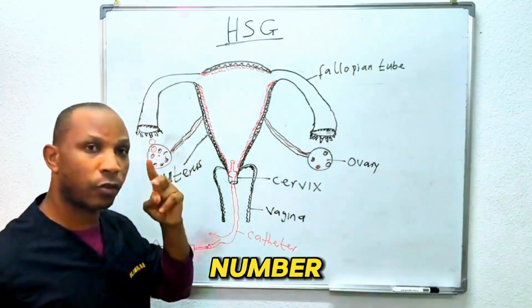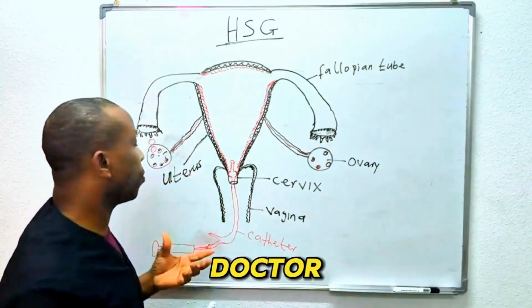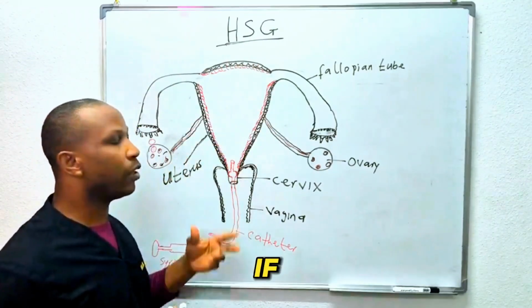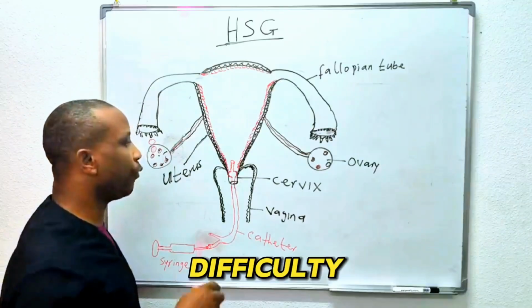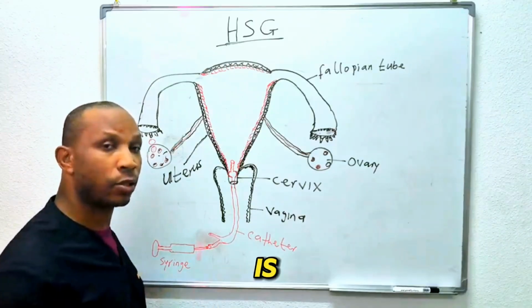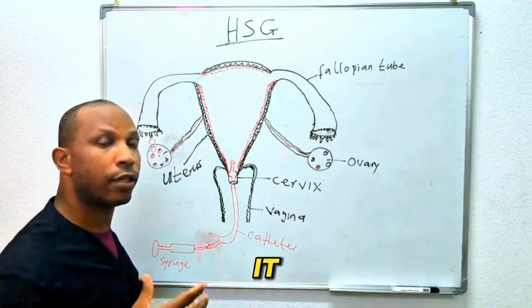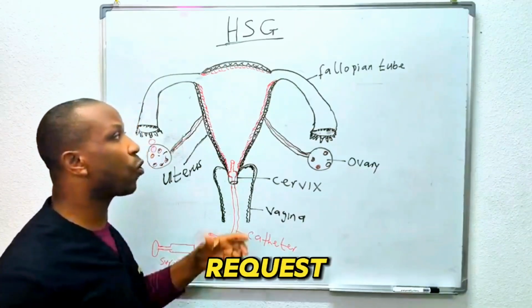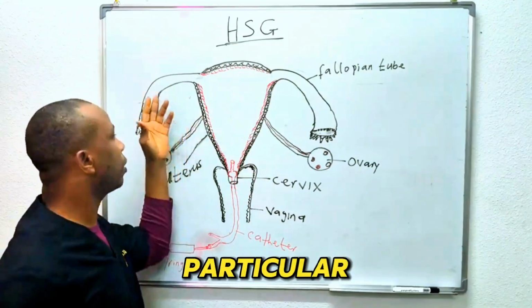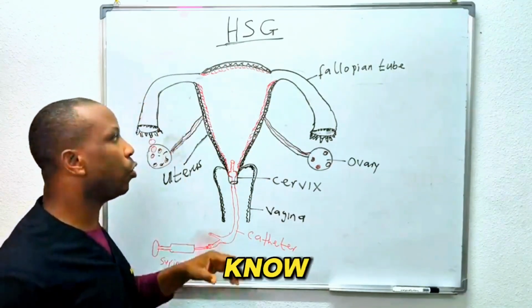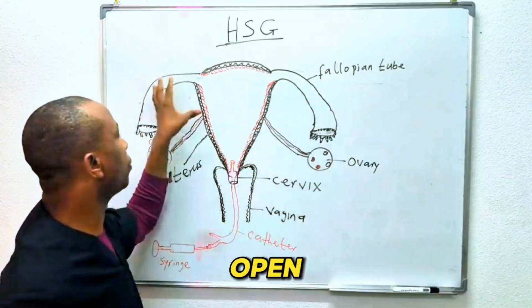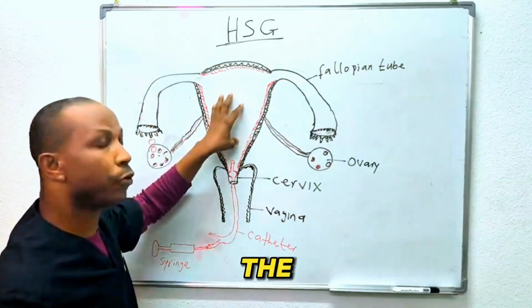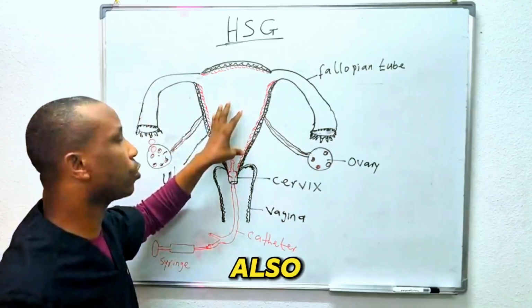All right? That's the number two question. Your doctor may request this particular test if a woman is having difficulty in getting pregnant. That is subfertility, or some people call it infertility. All right? They may request this test to know whether the tubes are open and the uterus, which is the womb, is also in a good state.